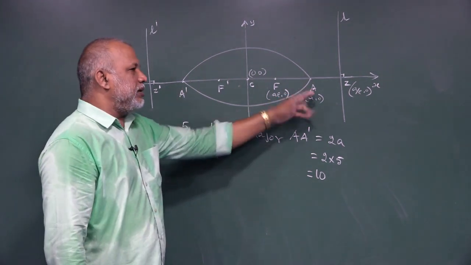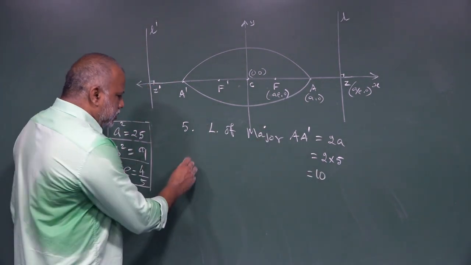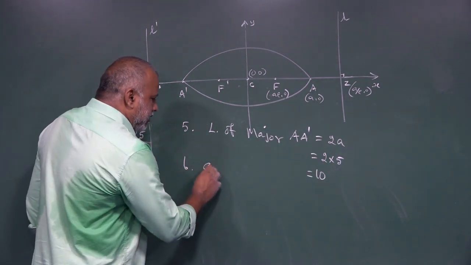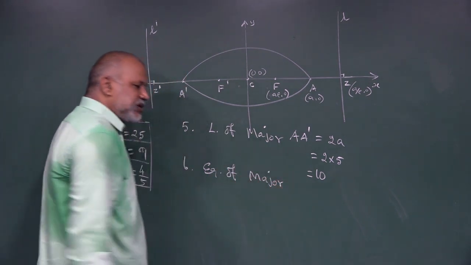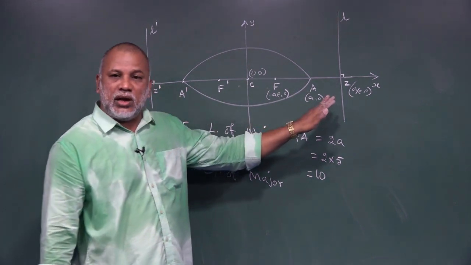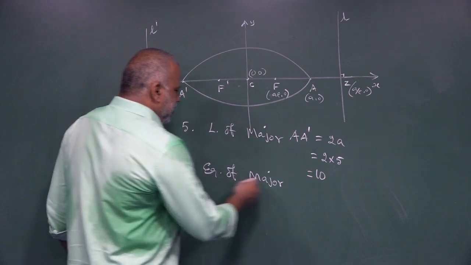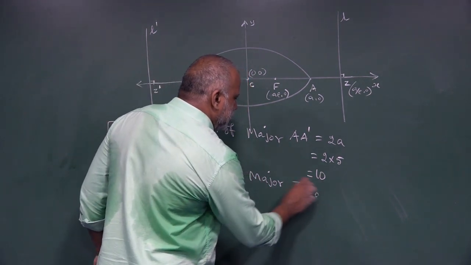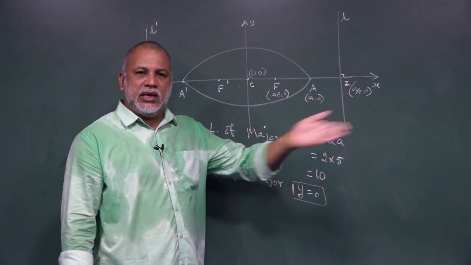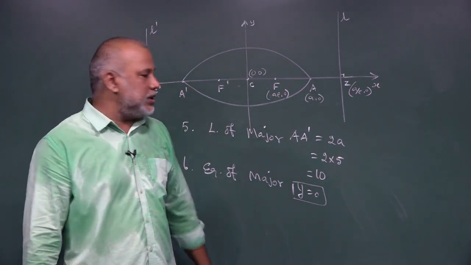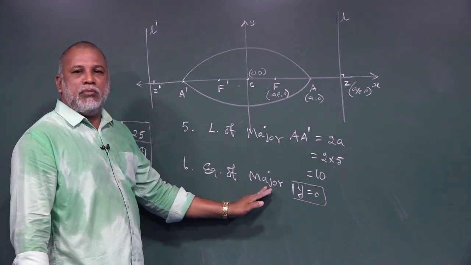So this is 2A, already we worked out. Then A is 5, just substitute. Now the result number 6: equation of major. What is the equation here? Major axis along x-axis, that is type number 1. What is the equation of x-axis? Equation of major is y equal to 0. This is the equation of major because it belongs to the x-axis. The equation of x-axis is y equal to 0. This is another result: equation of major, equation of minor.